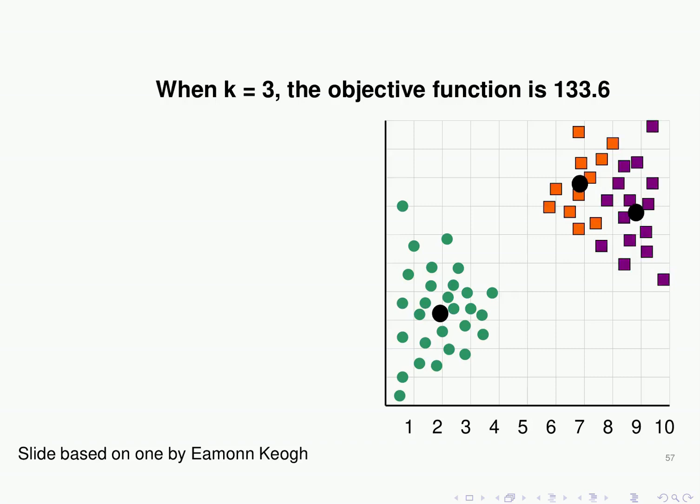When k=3, the data is further divided into three clusters, each with its own centroid. The objective function decreases to 133.6, indicating better clustering by further minimizing the sum of squared distances within each cluster. This additional split allows for more precise grouping, reducing intra-cluster variance. As k increases, clusters become more specific, capturing subtle variations in the data, which enhances clustering accuracy. However, it's important to find a balance as too many clusters can lead to overfitting.